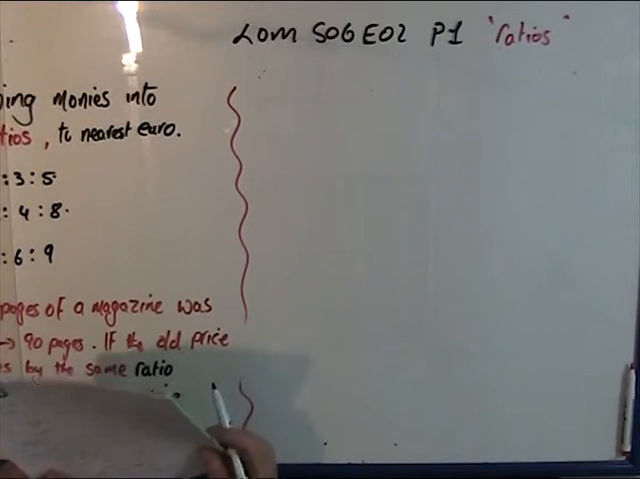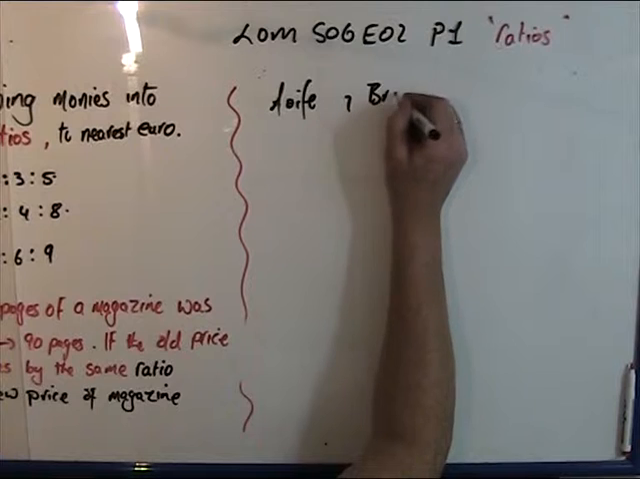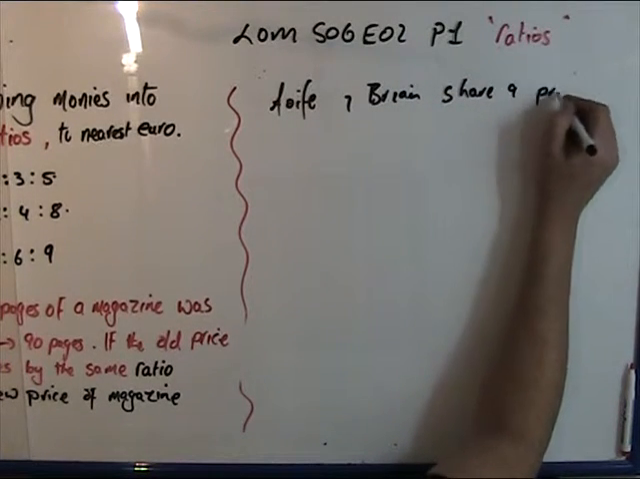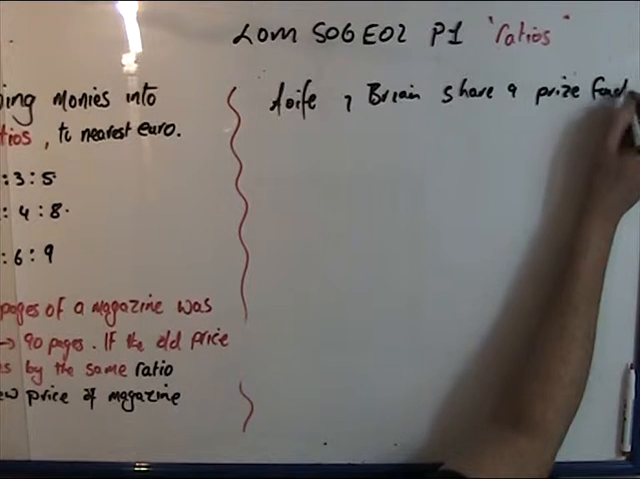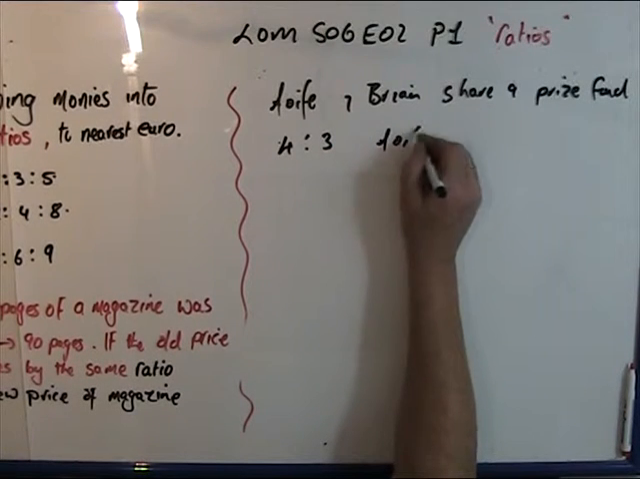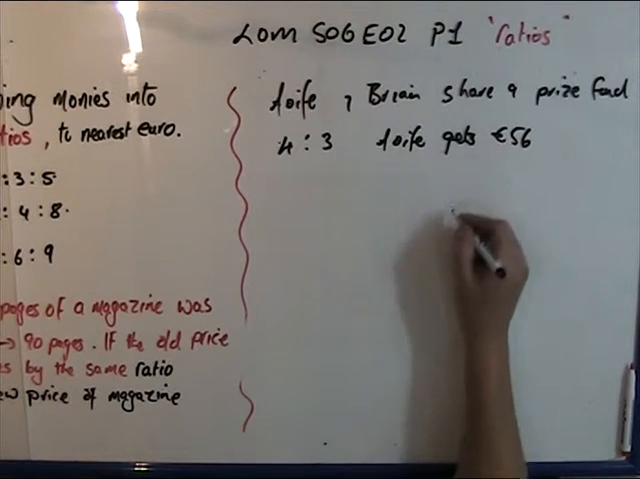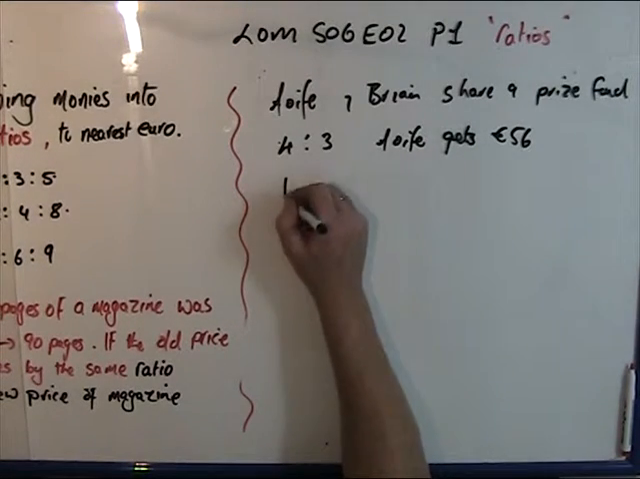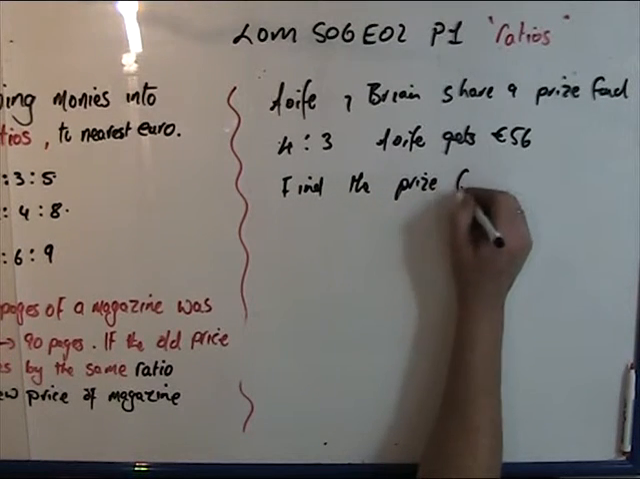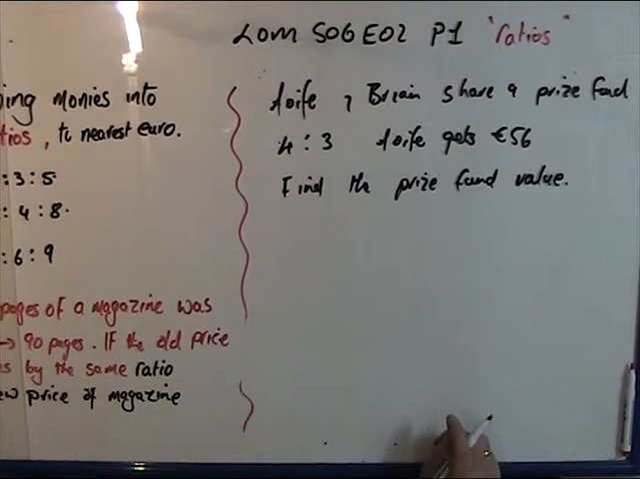So Aoife and Brian share a prize fund in the ratio of 4:3. Aoife gets 56 euros. Find the prize fund. Find the prize fund value, in other words, the value of it.